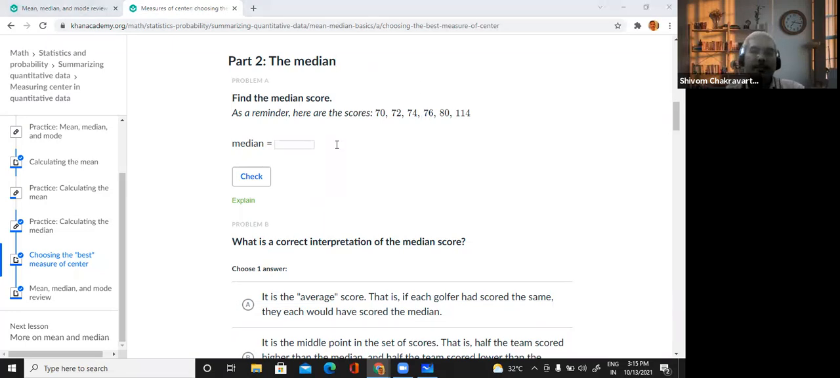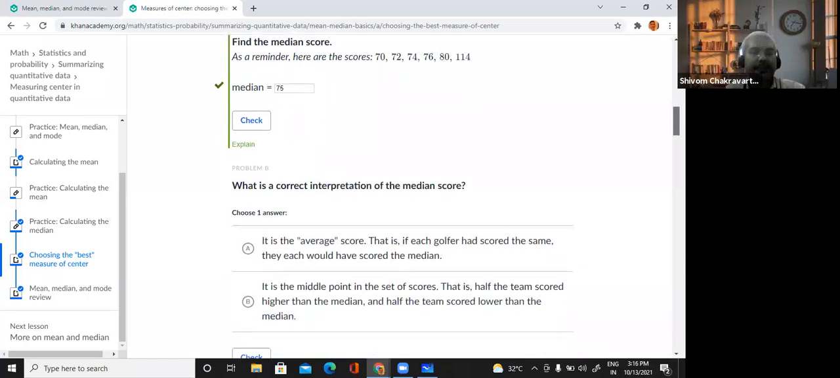Yes, 75. Very good. So how 75? These are even number of values. So we will take the middle two values, which comes to be this third value, which is 74, and fourth value, which is 76. And then take the average of these 74 and 76. That comes out to be 75. Now let us check if it is correct. Yes, it is correct.